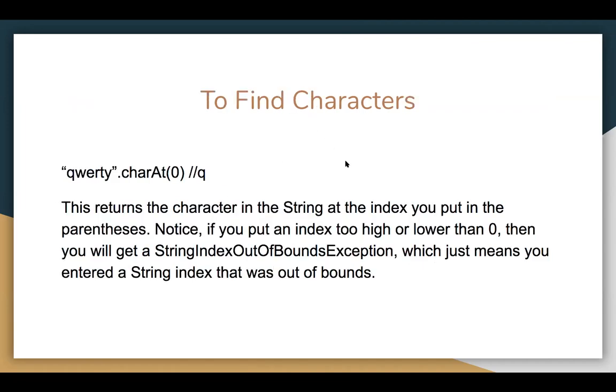Okay, so, find characters. This method is named .charAt, and inside these parentheses we have a number instead of a string. What this says is that I want to find the character at the index of 0 in the string. In this case, it would output Q, because it goes to the 0 index, which is right here, and then prints out Q. So this returns the character in the string at the index you put in the parentheses.